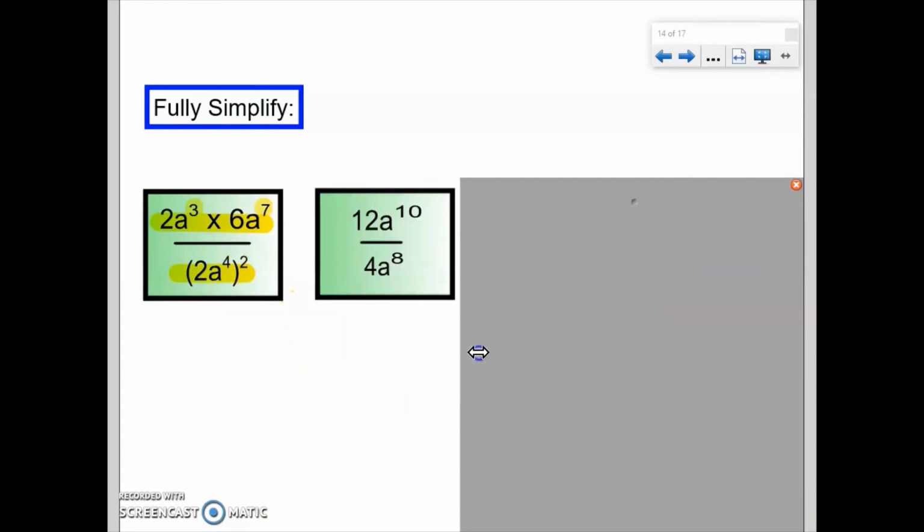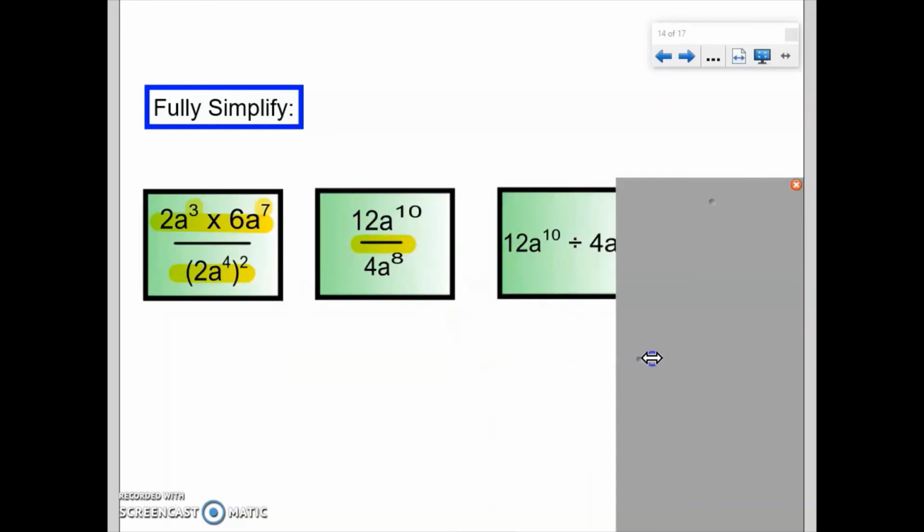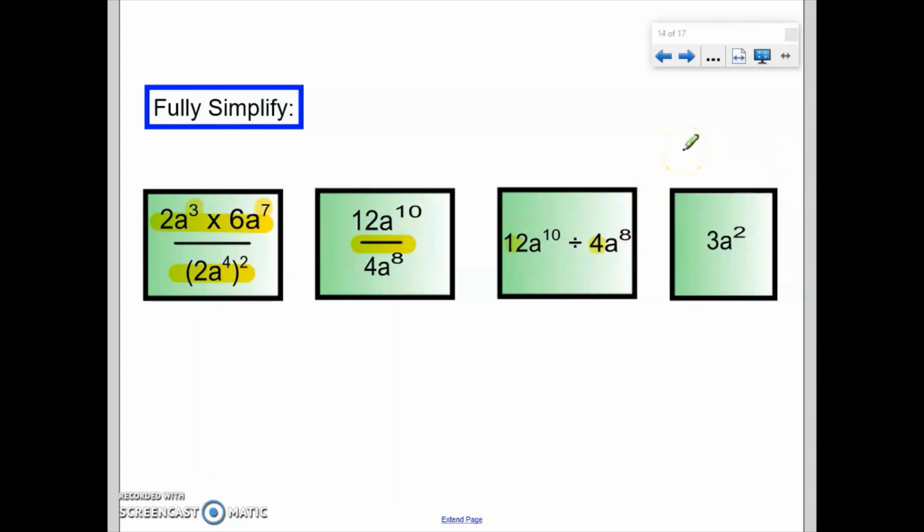So this is my first step. I'm just going to write it out with a division sign. So I'm left with this. 12 divided by 4 is 3. A to the power of 10 divided by a to the power of 8. I'm essentially doing 10 take away 8, leaving me with a to the power of 2. 3a to the power of 2 is the fully simplified answer.